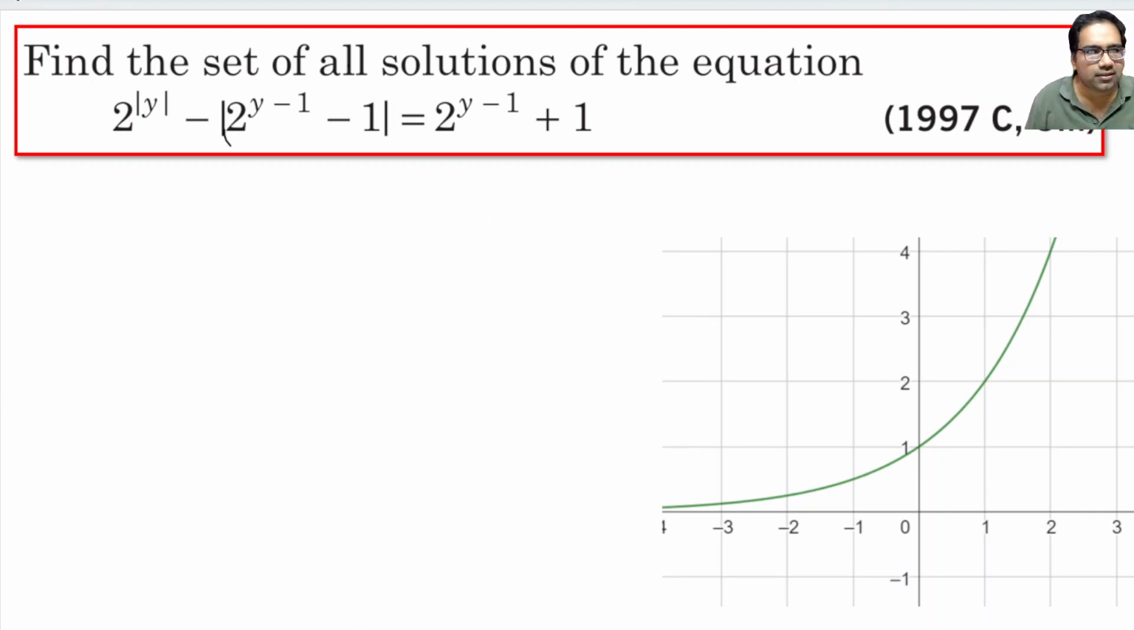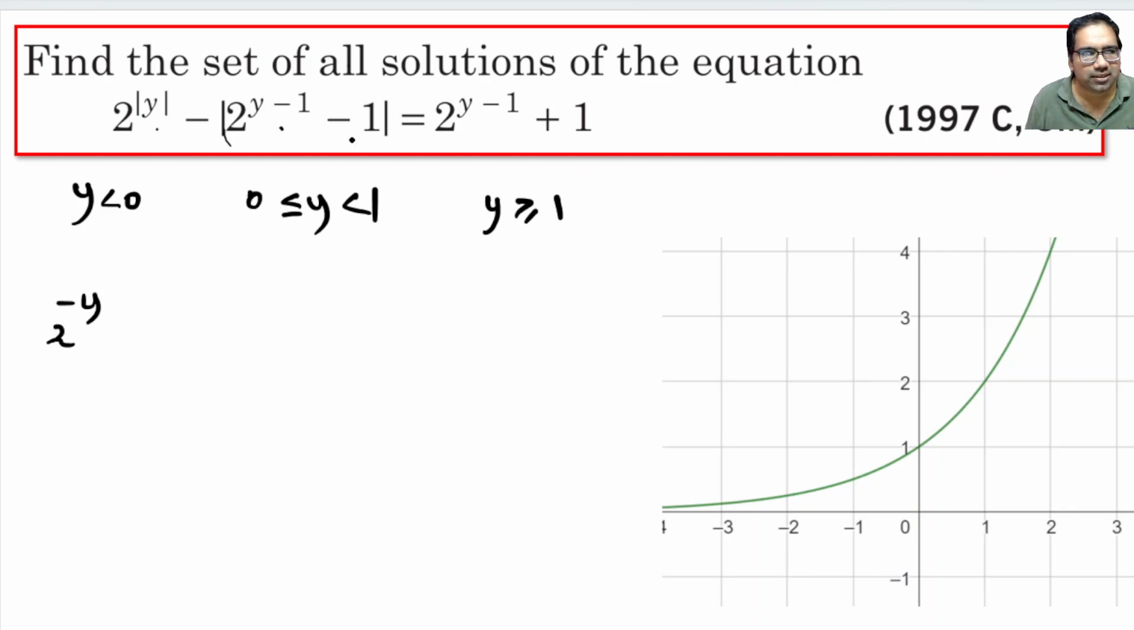When y is less than 0, when y is greater than or equal to 0 but less than 1, and the third one is when y is greater than or equal to 1. Three parts, right? This is changing at 0, this is changing at 1. Let us see all the three equations. First equation: y is less than 0. Then 2 power absolute value of y will become 2 power minus y.